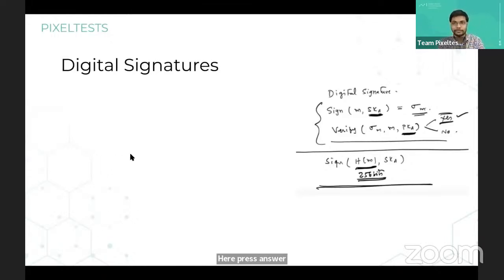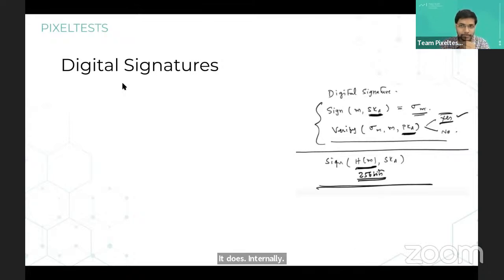Correct. Message plus secret key, I would not say like plus. These are inputs to the function, the signing algorithm. Then, the signing algorithm does the logic of signing, right? It does internally the hashing and everything.